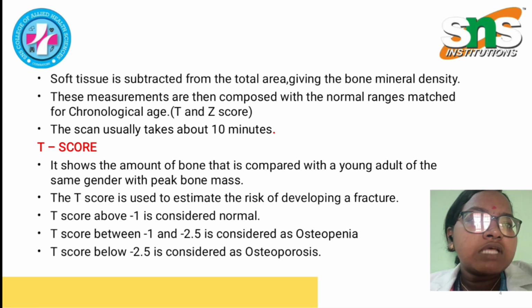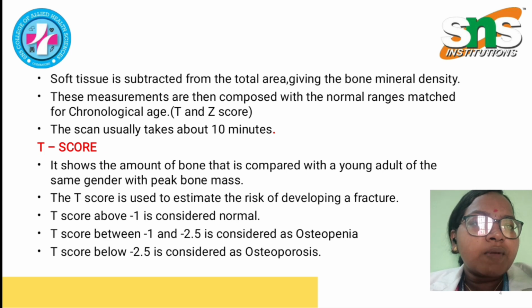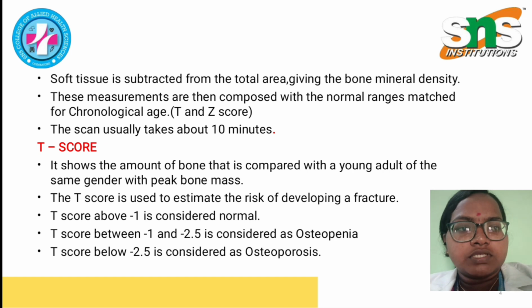The T score shows the amount of bone compared with a young adult of the same gender with peak bone mass. The T score is used to estimate the risk of developing a fracture. A T score above -1 is considered normal. Between -1 and -2.5 is considered osteopenia, and below -2.5 is considered osteoporosis.